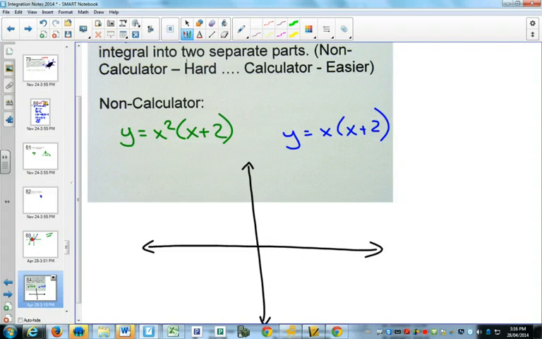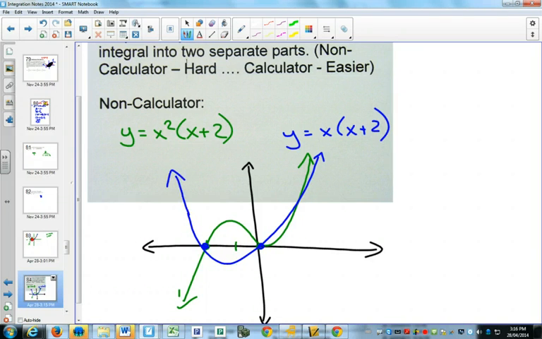So for our green graph, we have an x-intercept at 0 and an x-intercept at -2. Because the x squared has a multiplicity of 2, your x cubed graph is going to bounce at that point. And the blue graph also has an x-intercept at -2 and an x-intercept at 0. It's a parabola, and it's going to go like this. The reason they cross again is because a parabola increases at a slower rate than a cubic will, so they will cross again.